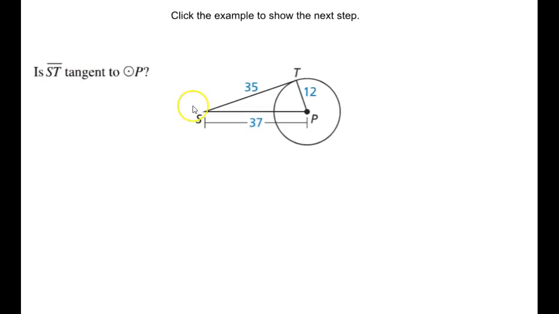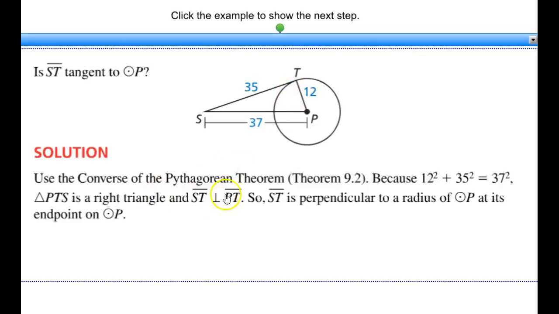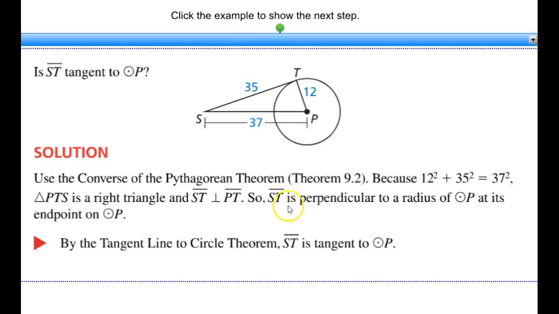So here I'm asked, is ST tangent to this line? Now remember from that last page, I know that it's tangent if this is going to be a 90-degree angle. So I can go ahead and use my Pythagorean theorem to set it up. So 12 squared plus 35 squared equals 37 squared. And figure out, is this mathematically true? Which it is. So I know that this is a 90-degree angle, so it is a tangent line. If you end up with this as not being equal, then you know that it's not a 90-degree angle, so it would not be tangent.